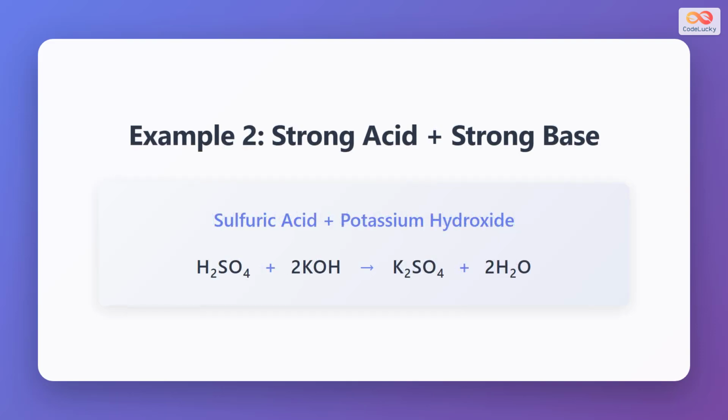Here's another important example: sulfuric acid reacting with potassium hydroxide. Sulfuric acid, H₂SO₄, is a diprotic acid, meaning it can donate 2 hydrogen ions. When it reacts with 2 molecules of potassium hydroxide, 2KOH, it produces potassium sulfate, K₂SO₄, and 2 molecules of water. Notice that we need 2 molecules of the base to fully neutralize this acid because sulfuric acid has 2 hydrogen ions to donate. This demonstrates the importance of balanced chemical equations in neutralization reactions.